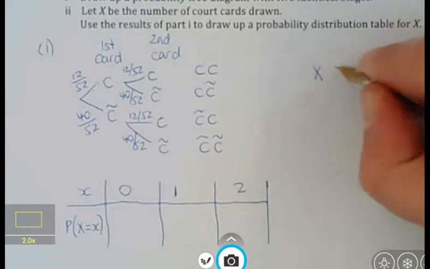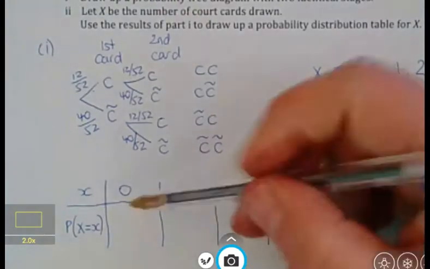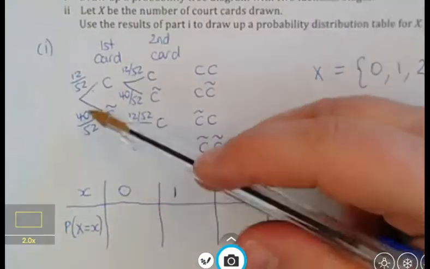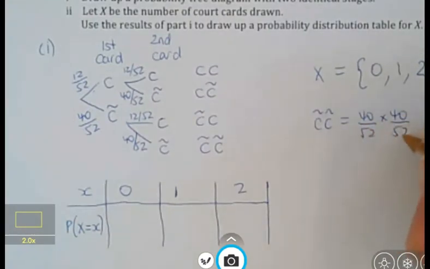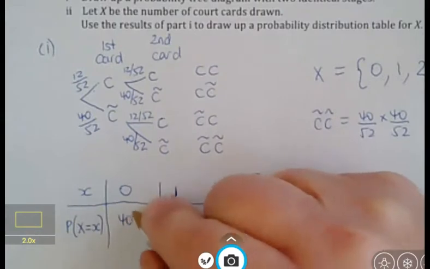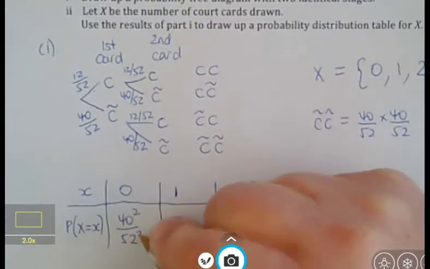So it's really important, you need to really think about how you're going to draw this table up. So if X is the number of court cards drawn, then your sample space for X would be 0 court cards, 1 court card, or 2 court cards. So that's what goes on my table. Now, the probability of no court cards is 40 out of 52 times 40 out of 52, which is 40 squared over 52 squared.